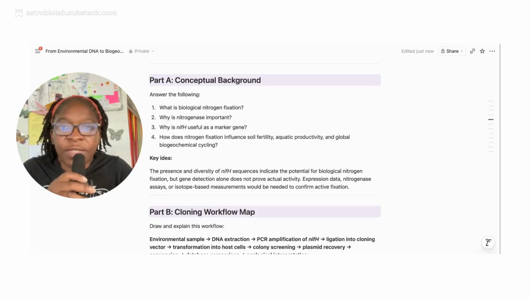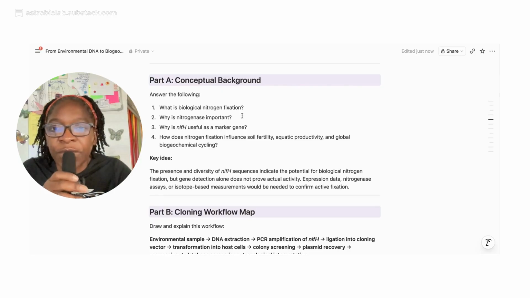So the first part is a conceptual background. You should just start here and start answering these questions. What is biological nitrogen fixation? I want you to look into that and think about the actual reactions that are involved. And why is this enzyme nitrogenase important? So, again, as I told you earlier, look into this enzyme and do a little background reading about it.